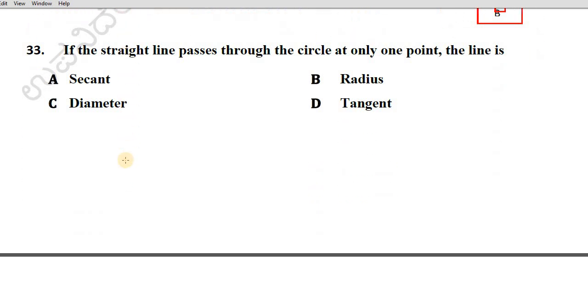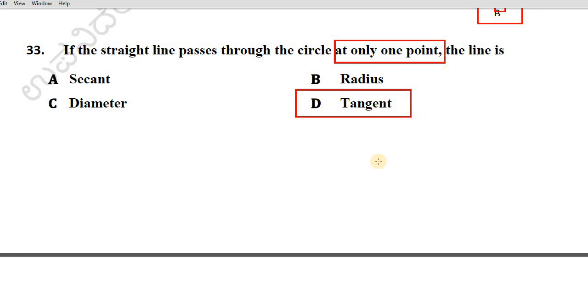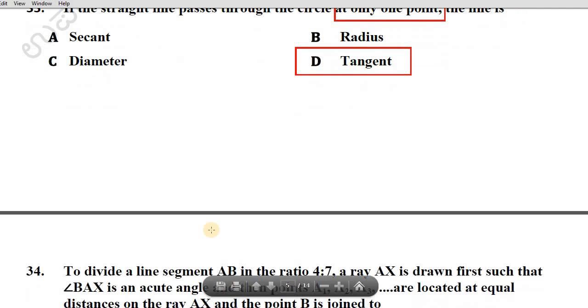Question number 33, children. If a straight line passes through the circle at only one point, if a line is passing through at only one point, that is obviously a tangent. If it is intersecting at 2 points, that is a secant.